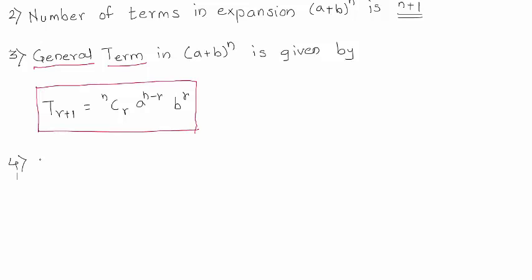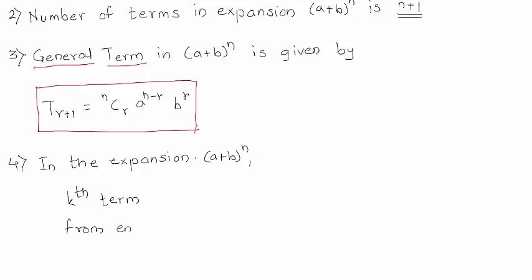Now here we can put different values of r to get different terms. Let us go ahead. In the fourth pointer, we say in the expansion (a + b)^n, kth term from end. Students, there are some questions which will ask you to find the kth term from end, and we say the kth term from end is the (n - k + 2)th term from start.